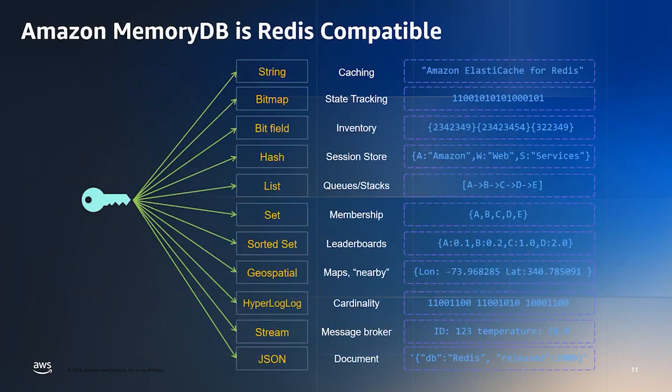Third, MemoryDB is Redis compatible. Redis is an in-memory data store where values are accessed by a key. Unlike other key value data stores that offer limited data structures, Redis has a variety of data structures to meet your application needs. Redis data types include hashes, sorted sets, geospatial data structures, streams, JSON, and more. They can support different types of application use cases.